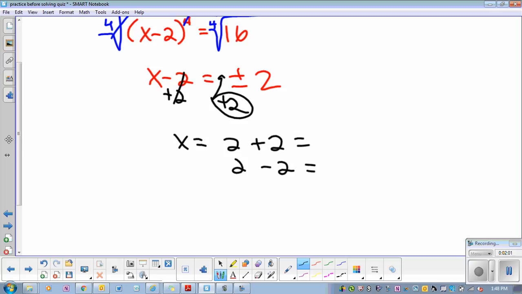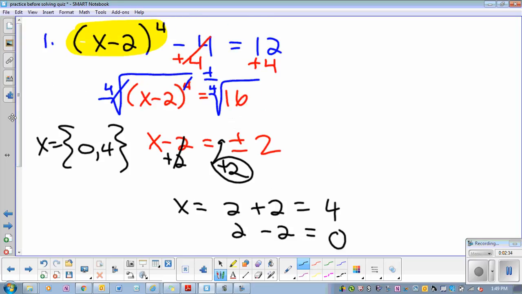So what are your two answers? 4 and 0. So x equals 0 and x equals 4. If your problem starts out as an exponent, you don't have to check each and every one of these, okay? I mean, you should check it just to make sure that it works. But with the power ones, you don't have to. But you know what? Let's go over how to put these into the calculator, okay?